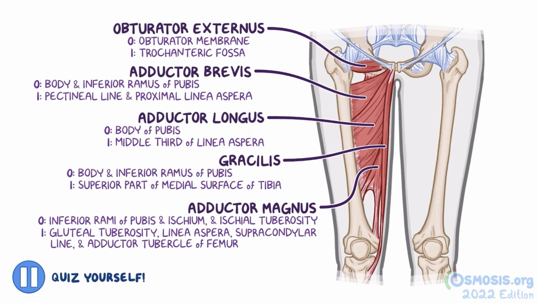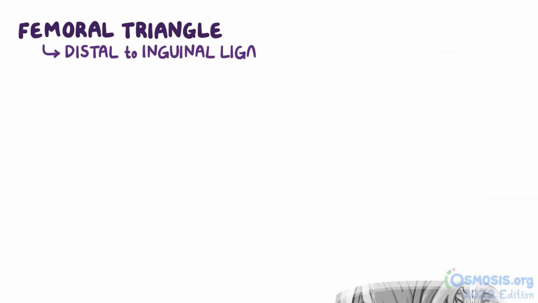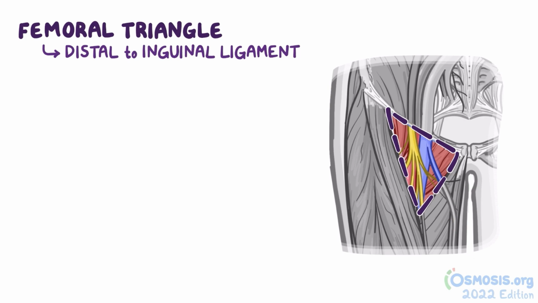Now, before we move on to the other components, let's talk a bit about the particularities of the anterior and medial compartments. First, the femoral triangle, distal to the inguinal ligament, helps to understand structural relationships in the groin, and it's a useful landmark in dissection.